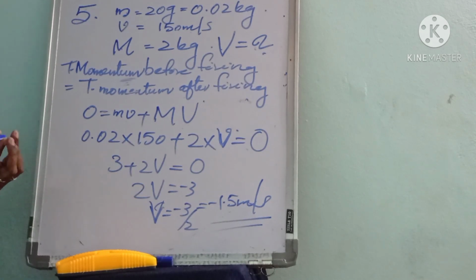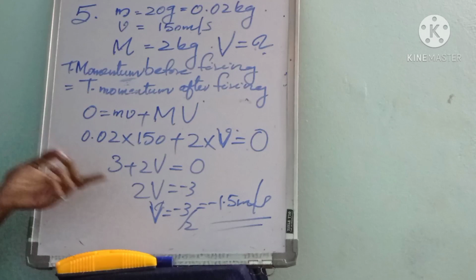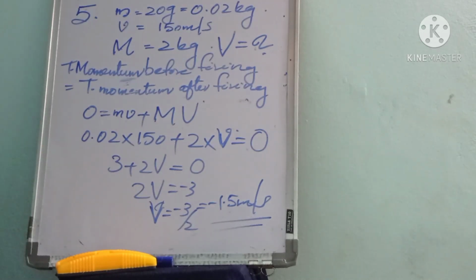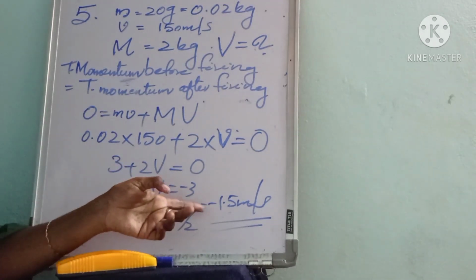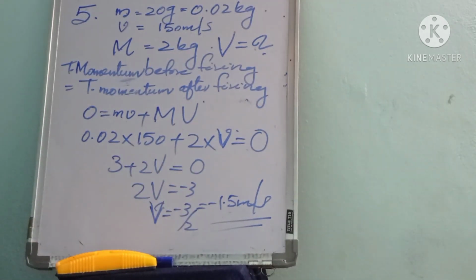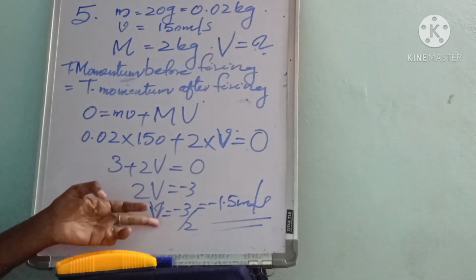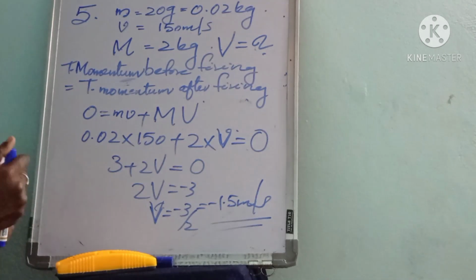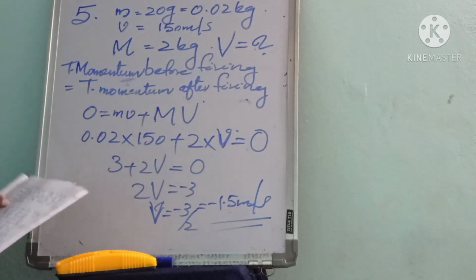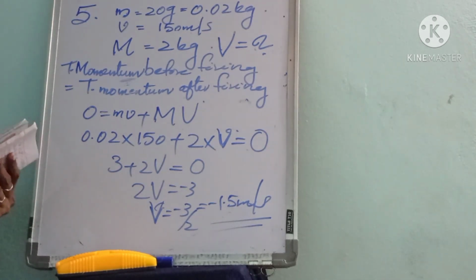Then what is the significance of this negative sign here? Here the recoil velocity is opposite to the velocity of the bullet. That is the significance of the negative sign. Both are in opposite direction. So we got the recoil velocity V as minus 1.5 meter per second. Have you got it?